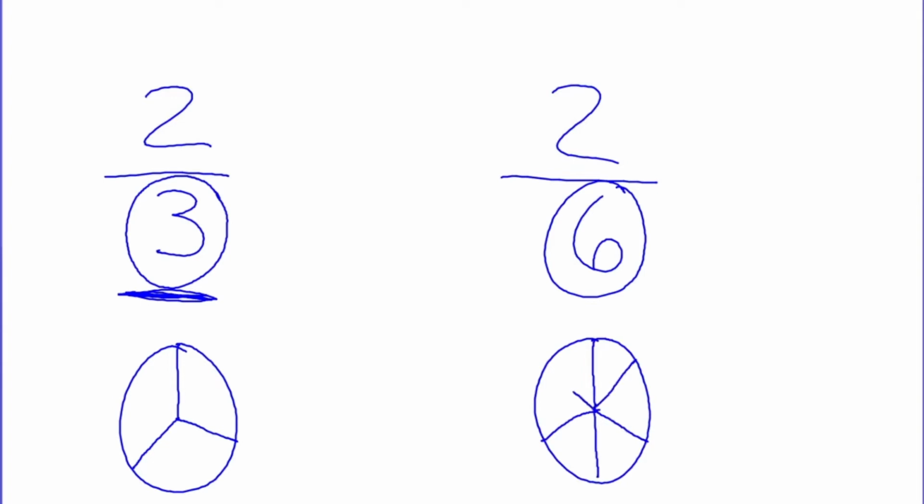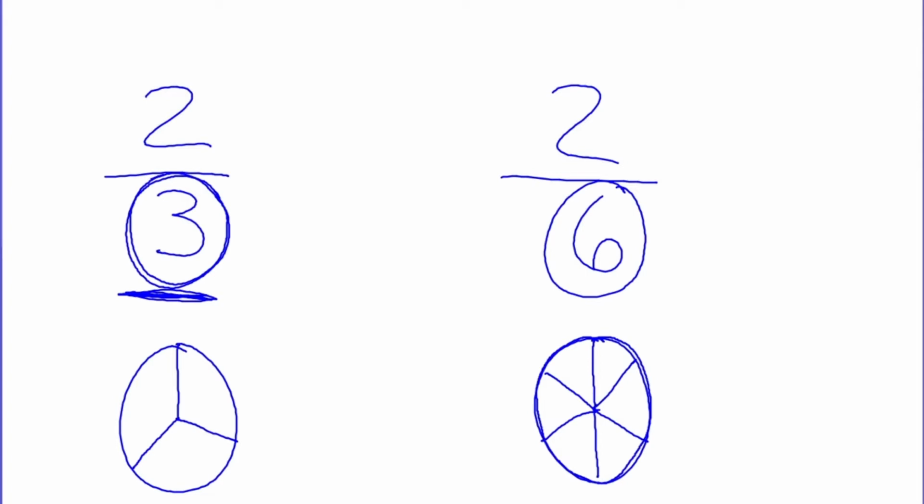It's hard to draw 6. Okay, so if we have 3 pieces on the bottom, that means the pieces are a lot bigger than if there's 6 pieces on the bottom, right? If your mom said, hey, we're going to make a pie, but you only get 1 piece, do you want me to cut it in half or do you want me to cut it into 8 pieces? If you only get 1 piece, then you want her just to cut it in half because then that means you get 1/2 of the pie, right?